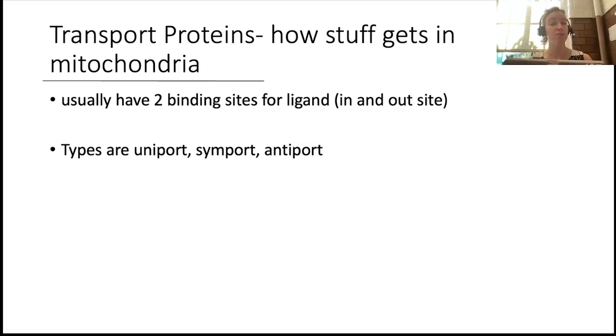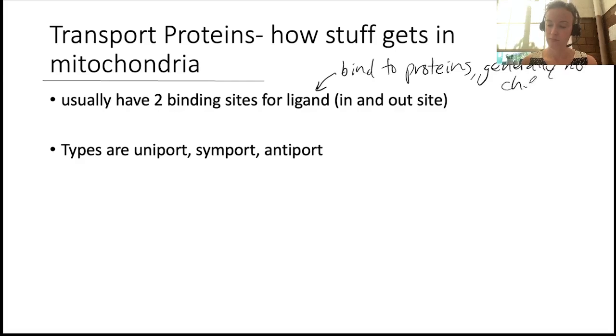Let's talk a bit more about these transport proteins and their structure. These proteins generally have two binding sites for their ligand. Ligand is a word similar to the word substrate, although generally we do not perform chemistry on ligands, right? Ligands are more the things that bind to binding proteins. So that's another word for us to use.